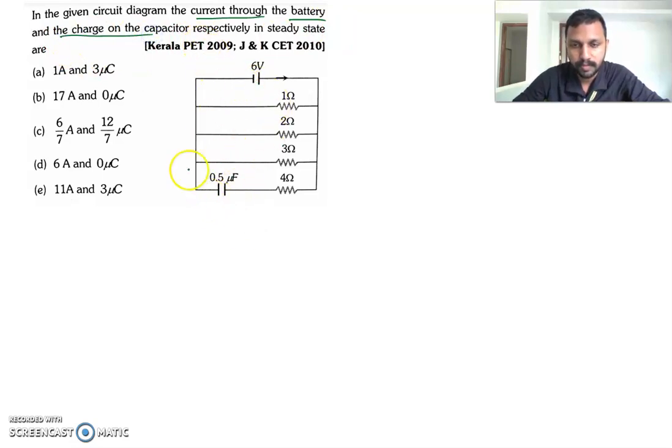If a capacitor is connected like this, there will be a charge accumulated. They have asked you to find the charge accumulated, and if a current I is passing like this, they are asking you the current also. Okay, they have given the options like this, and let's solve it.